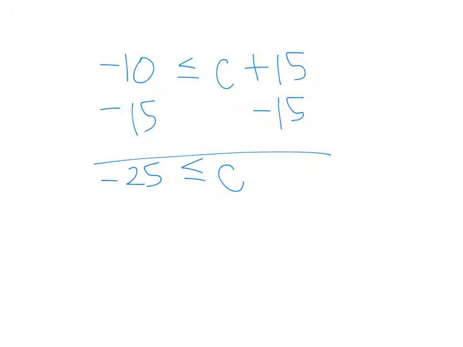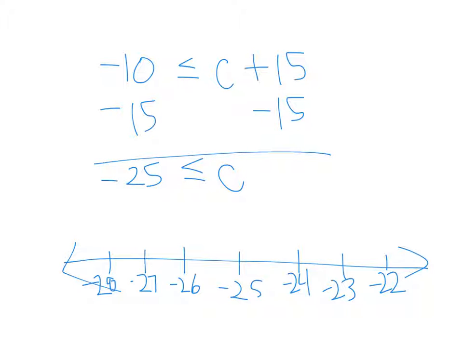So now when I graph that, what I'm left with is, first of all, this filled-in circle here, because it's less than or equal to. C is greater than or equal to negative 25, or negative 25 is less than or equal to c. So that part there, the line underneath, means it's a filled-in circle. Now I just have to figure out which way the line goes.